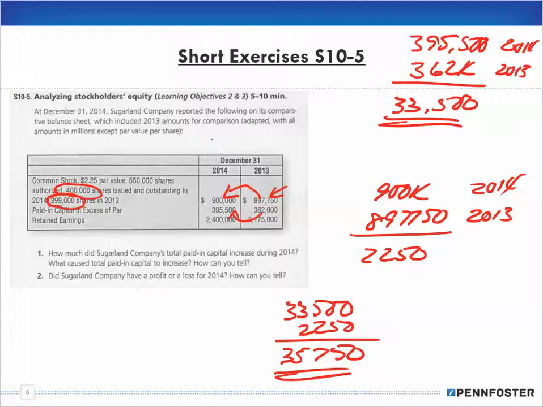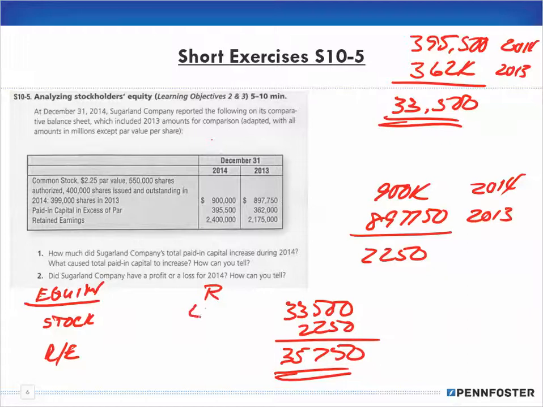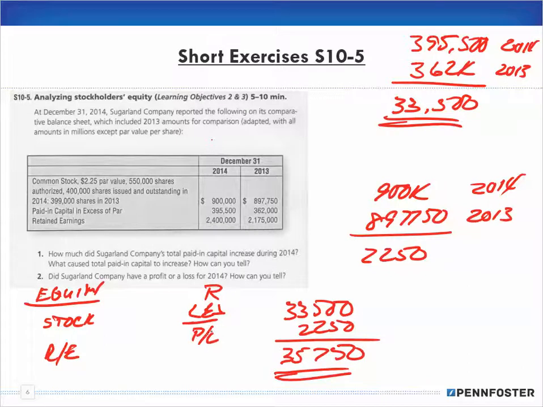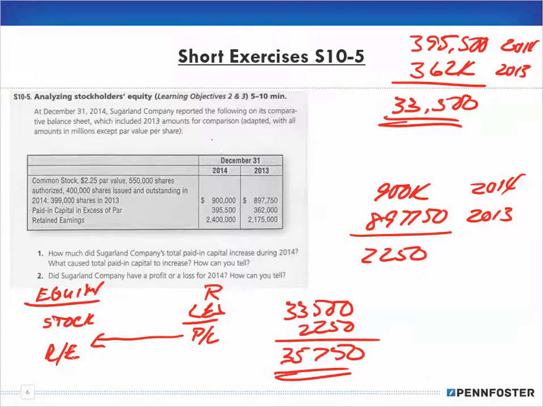Now the next question says, did Sugarland Company have a profit or loss for 2014, and how can you tell? Well, let's think about the profit and loss. But before I go there, when we're looking at the equity section of the balance sheet, as a framework, we have stock, whether it's common or preferred or treasury, and then you also have retained earnings. What feeds retained earnings? On our income statement, we have our revenues less our expenses, which gives us a profit or loss in a simplistic form. That profit or loss is closed out to our retained earnings. So that feeds the retained earnings.